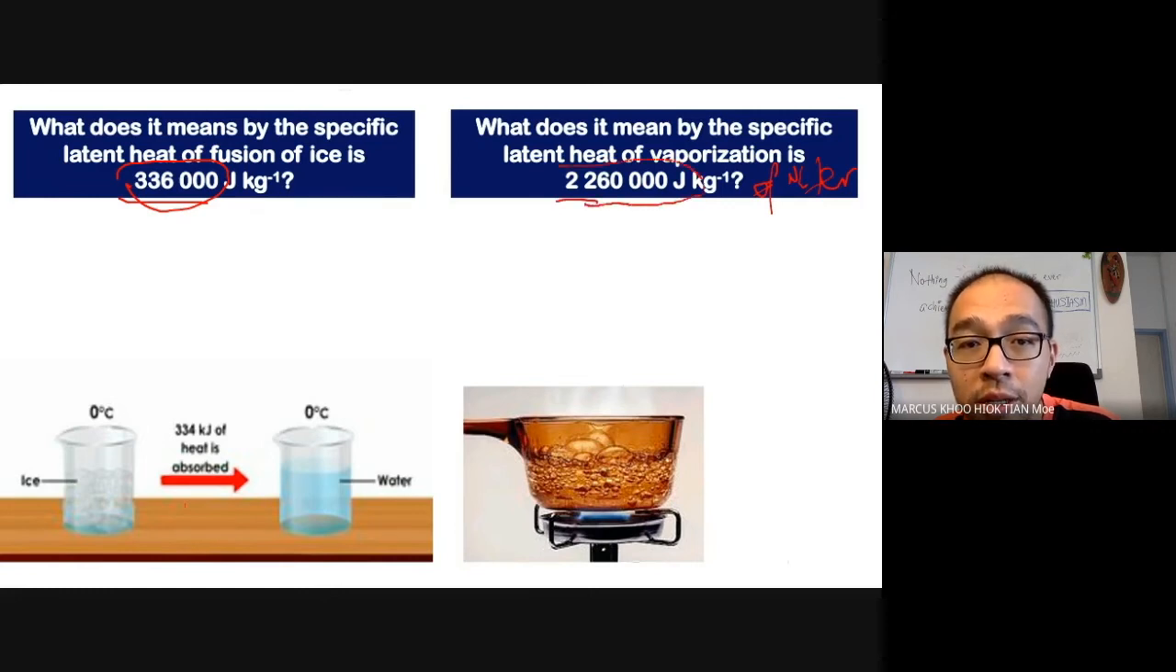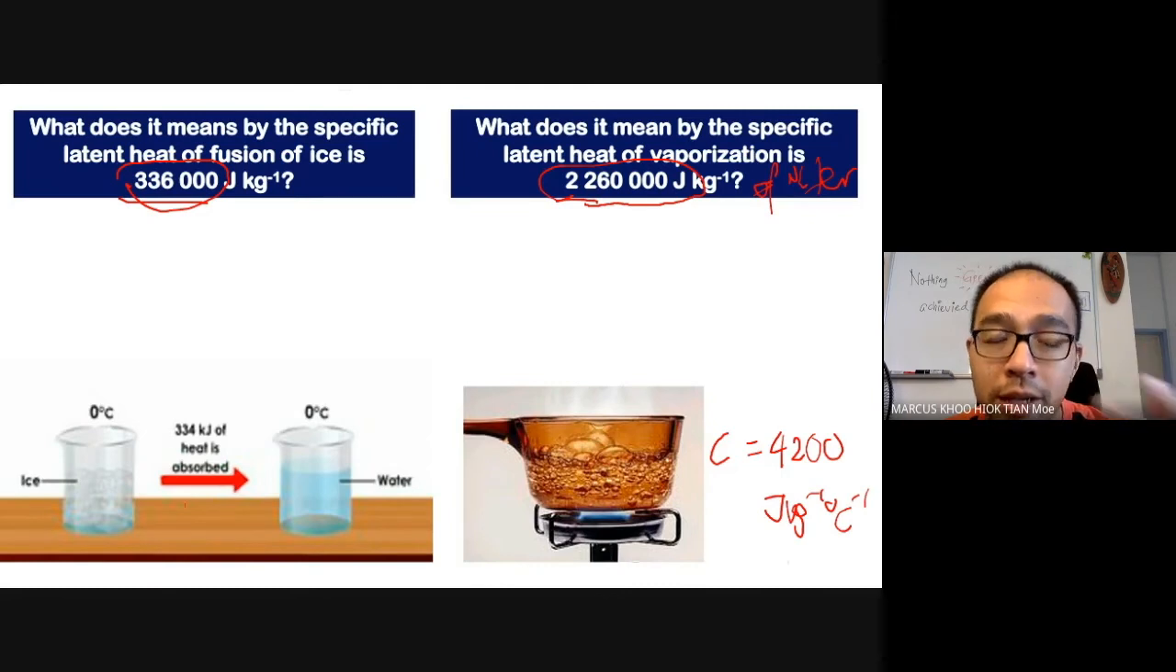It is 2,260,000 joules per kilogram. If you remember back from specific heat capacity, specific heat capacity is 4,200 only joules per kilogram per degree Celsius. It means 1 kilogram of water only needs 4,200 joules of heat energy to increase by 1 degree Celsius. But look at the latent heat of fusion of ice. We're not even talking about thousands, this is hundreds of thousands, 336,000. And the latent heat of vaporization is 2,260,000 joules for 1 kilogram of water.